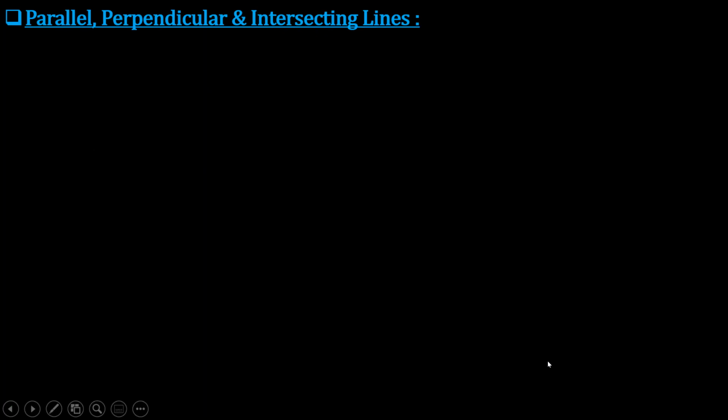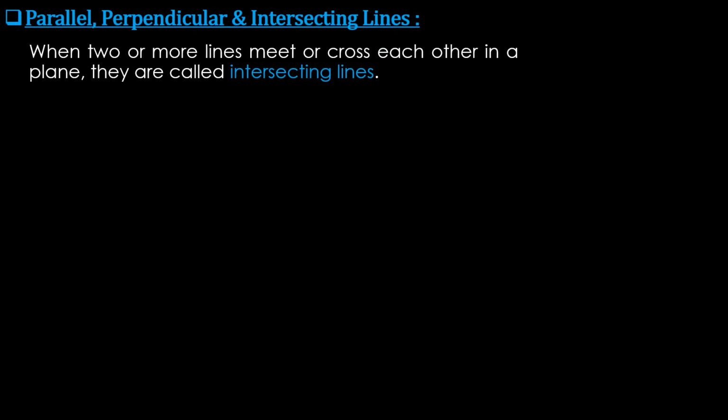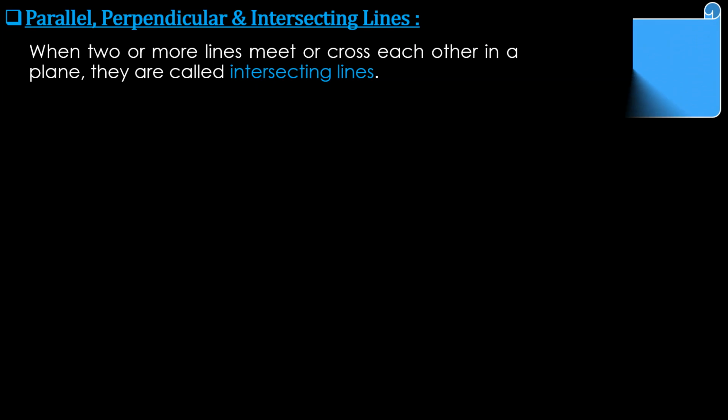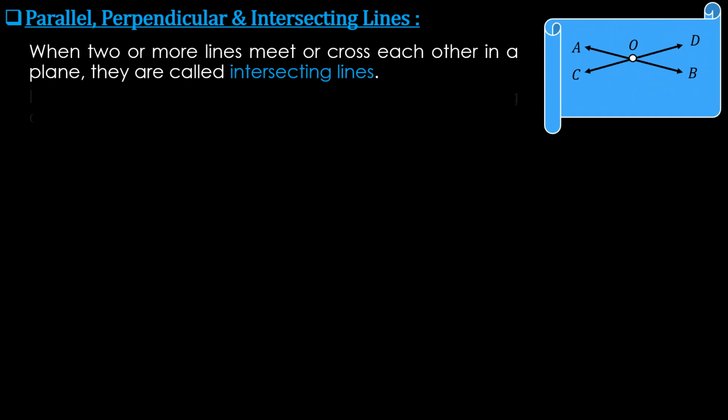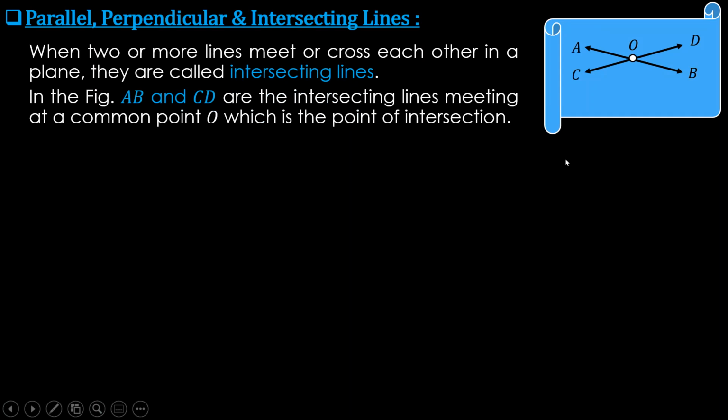Now parallel, perpendicular and intersecting lines. When 2 or more lines meet or cross each other in a plane, they are called intersecting lines. In the figure, AB and CD are the intersecting lines, meeting at a common point O, which is the point of intersection. So AB is a line, CD is another line, and they are meeting or crossing each other at this point O. That's why these 2 lines AB and CD are called intersecting lines.